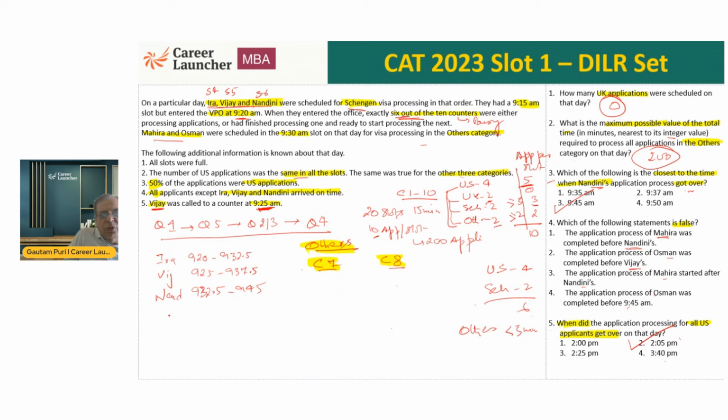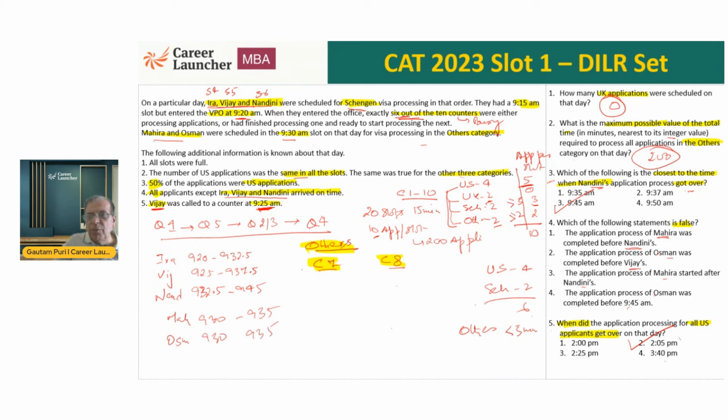That means Mahira and Usman came at 9:30 a.m., and the data is clear. All applicants except Vijay, Nandini and Ira arrived on time. Okay. That means Mahira and Usman arrived on time. When they arrived at 9:30, both of them would be free by 9:35, or they will be free before 9:35.